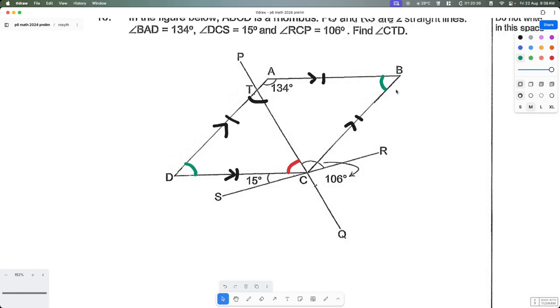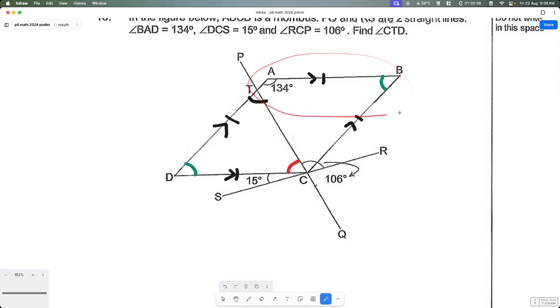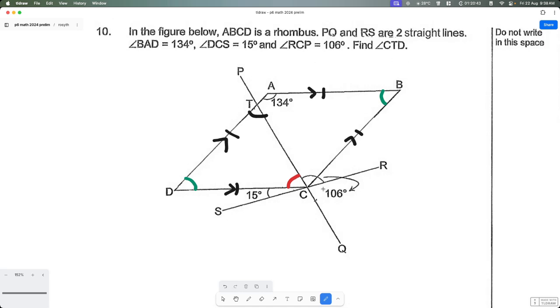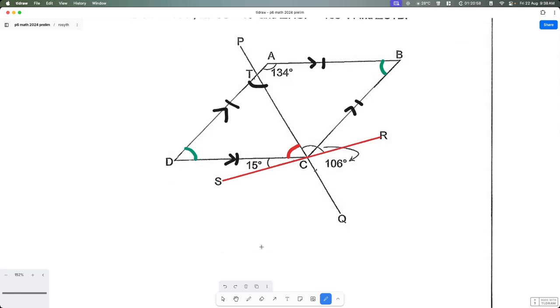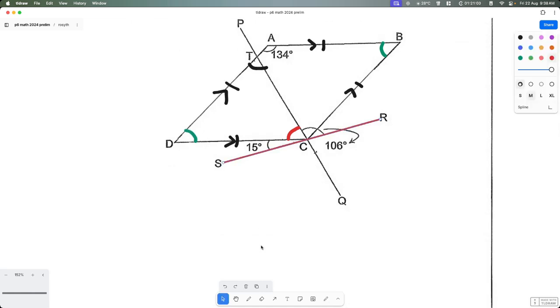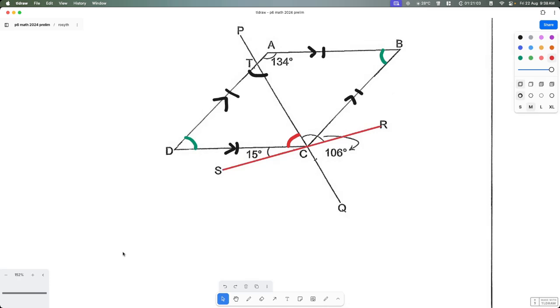So for rhombus, it's basically adjacent angles, 180 degrees. And since RS is a straight line, I'm going to draw another straight line in this. So RS is a straight line, and we have two angles here, 106 and I call this 15 degrees. So we actually can get this red angle over here. All right, so I think that's pretty much it, to be honest. Yeah, so first let's get angle PCD.